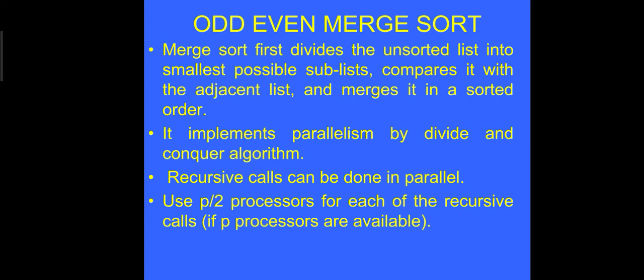Here, if there are p processors, then it uses p by 2 processors for each of the recursive calls. So during each recursive call, it divides the processors and uses p by 2 of them, that is, half of the processors will be used to do this sorting.